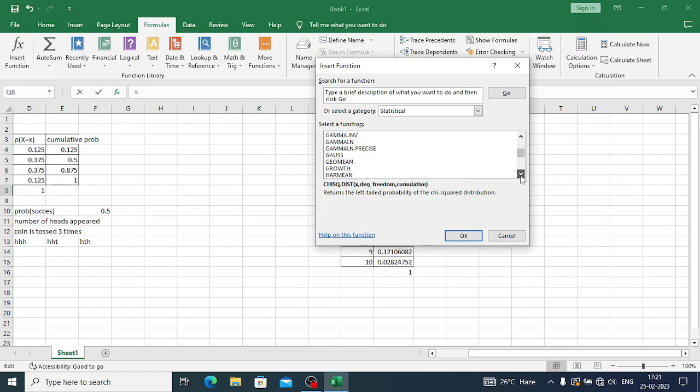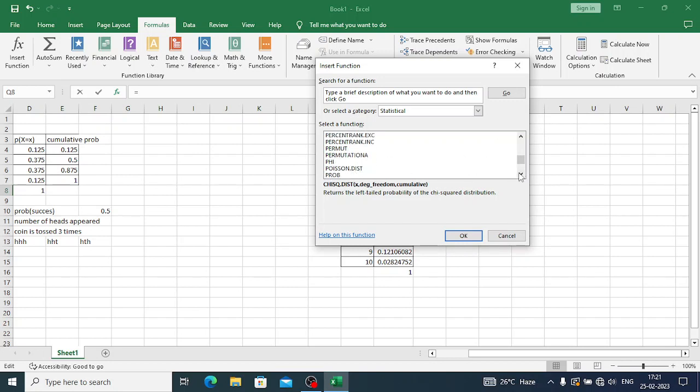Then Gauss, hypergeometric distribution, LINEST, LOGEST, log normal. LINEST and LOGEST are used for our regression. Then log normal distribution, negative binomial distribution, normal distribution. These all are nothing but our distributions.